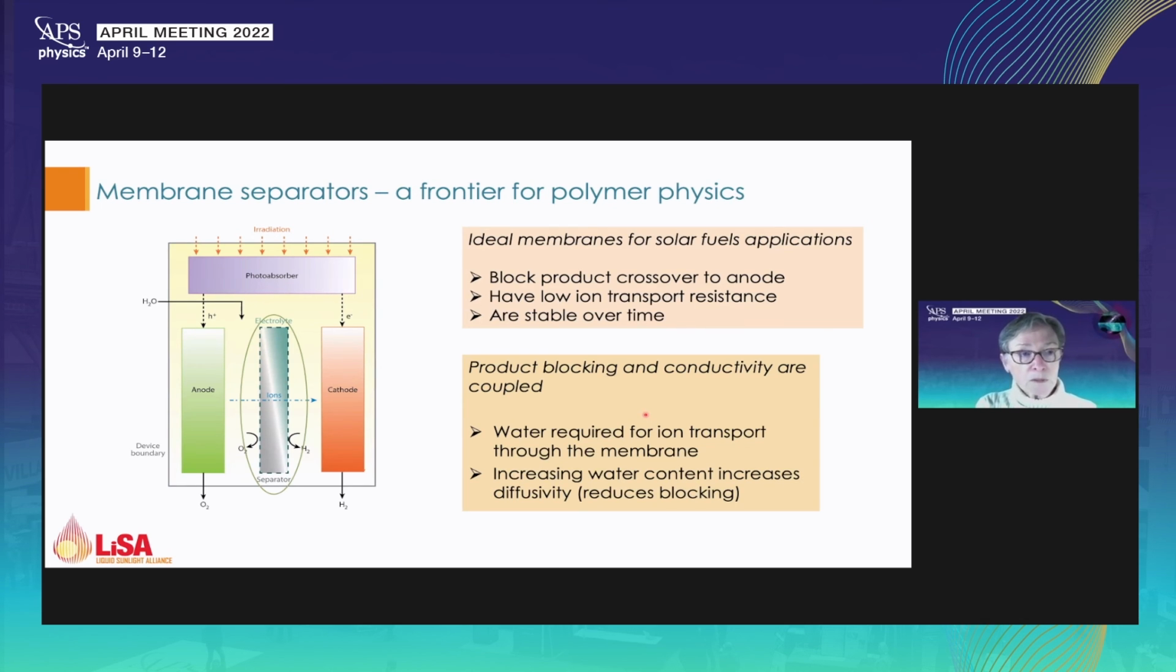I want to just wind up a little bit with talking about membrane separators. Now, ideally, these membrane separators will block products, have low ion transport resistance and be very stable, but actually, we haven't found materials like this at all. And one of the big issues is that the crossover and ion transport resistance are actually coupled, because ion transport requires a lot of water inside of these membranes, and that also facilitates product crossover. And this is something that is an unsolved problem.